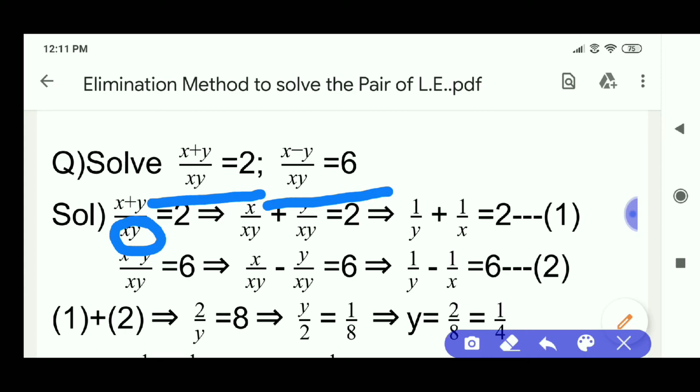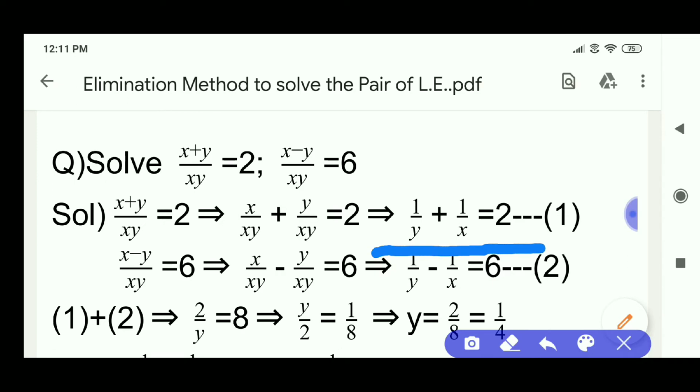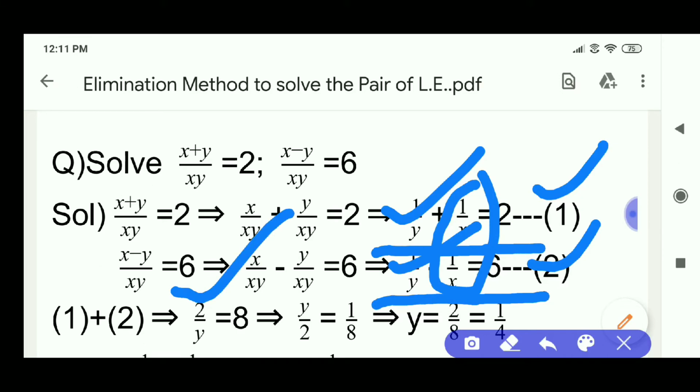It becomes x by xy plus y by xy is equal to 2. So by cancellation it is 1 by y plus 1 by x is equal to 2. Similarly, we get 1 by y minus 1 by x is equal to 6. By adding the first equation and the second equation, plus 1 by x and minus 1 by x will be cancelled. 1 by y plus 1 by y is 2 by y, and 2 plus 6 is 8.